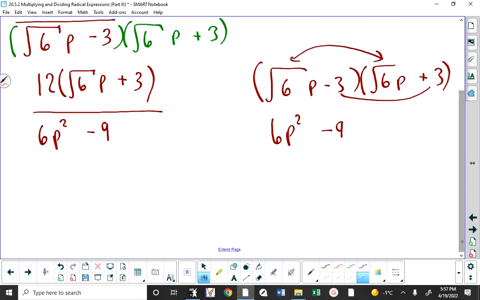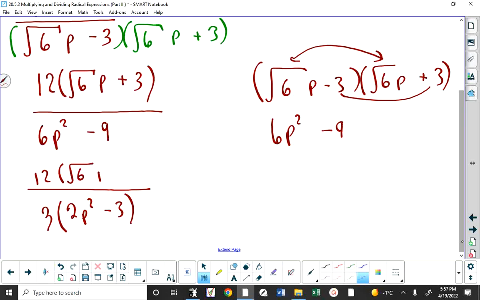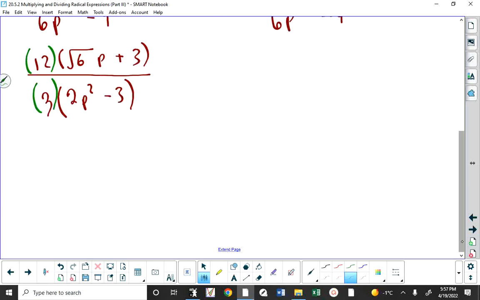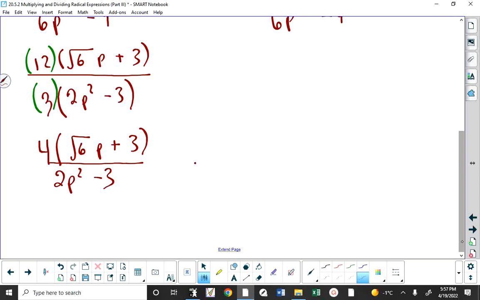Because I can factor a 3 out of the denominator and have 2p squared minus 3. And in the numerator I have 12 times root 6p plus 3. Well, I can reduce the 12 over the 3 down because they're both factors. Twelve over 3 is 4, so we get 4 times that root 6p plus 3 over 2p squared minus 3. And that's our answer.